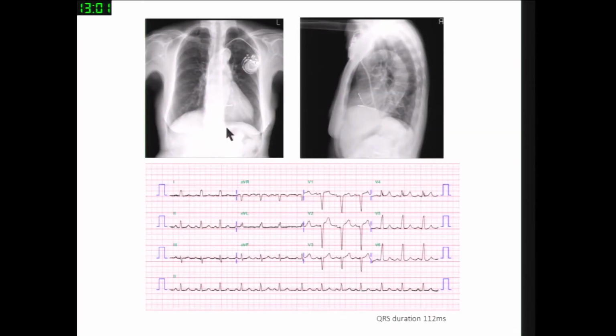Another case is the RV lower septal, mid septal pacing. The pacing site is around here, and it causes a narrower QRS duration, 112 milliseconds. I believe it is more physiologic pacing rather than RV apical pacing.